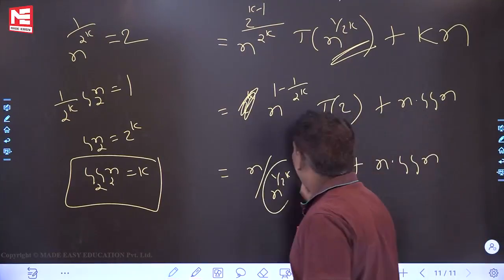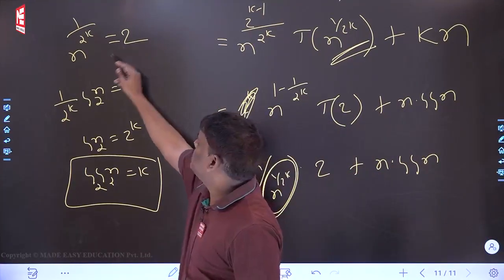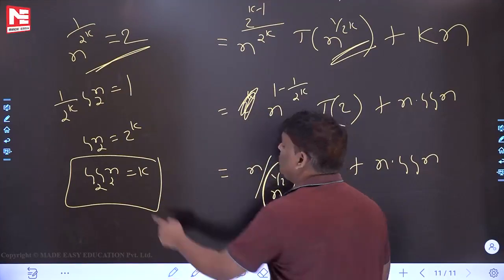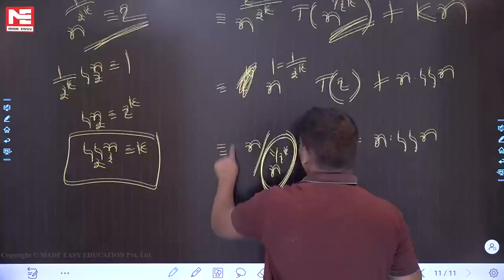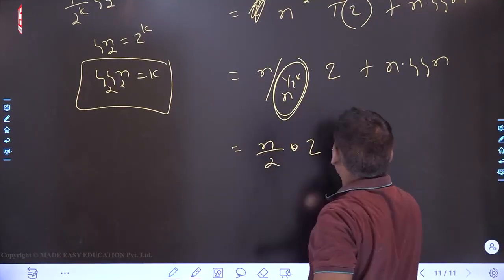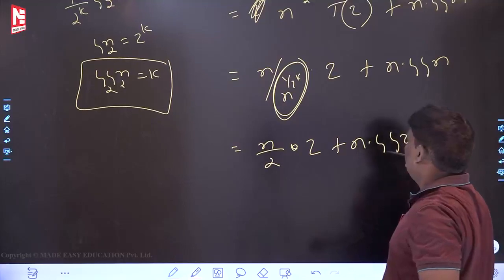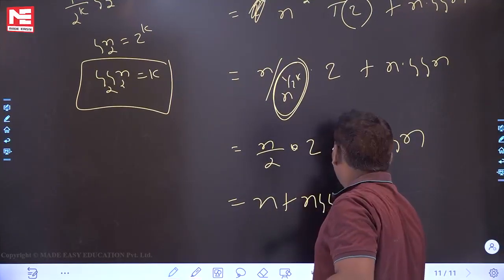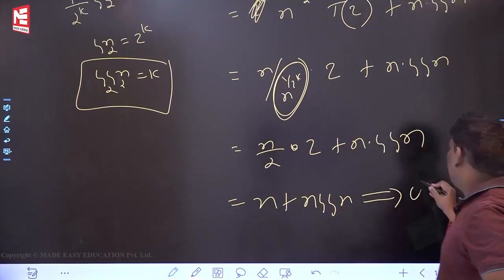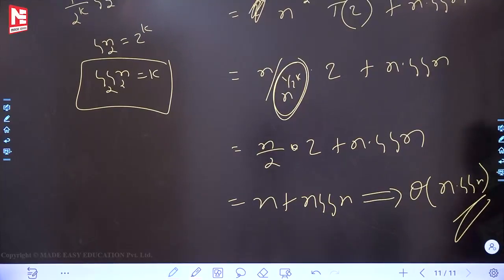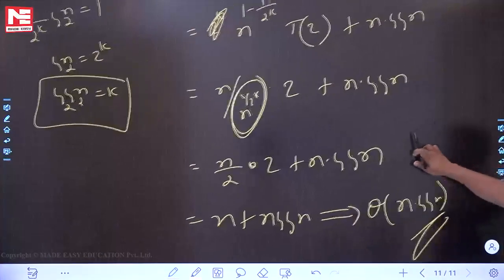Can you help me? What is this value? This value 2 you know. See this. From there only k came. If you want you can replace k by log n, the same thing will come. Right? This will become n by 2 into 2 plus n log n. 2 cancel. What is the answer? N plus n log n. Finally the answer is theta of n log n. To this problem the answer is n log n.